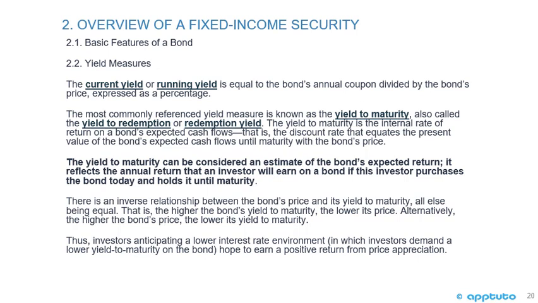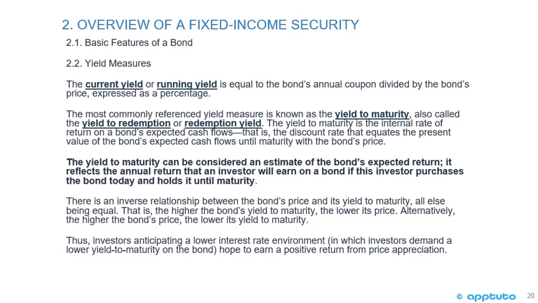So the yield to maturity can be considered an estimate of the bond's expected return. It reflects the annual return that an investor will earn on the bond if this investor purchased the bond today and holds it to maturity, okay? Now there is an assumption there that the interest is being reinvested at the same rate. Nevertheless, there's an inverse relationship between the bond's price and its yield to maturity. We know that. If interest rates go up, bond prices go down.